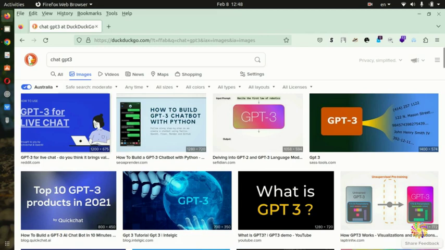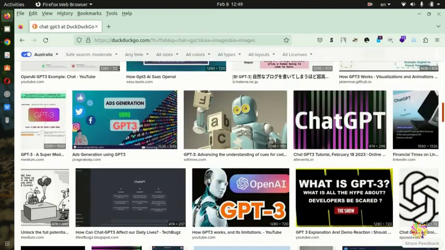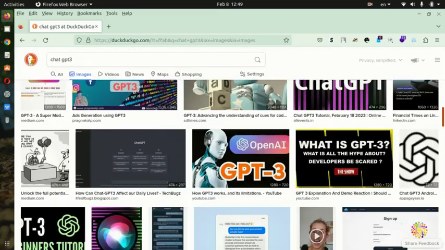But we have to understand what GPT actually is, why we need GPT, and we're going to see the history of GPT, and which models GPT uses, because GPT is artificial intelligence, as you guys know.